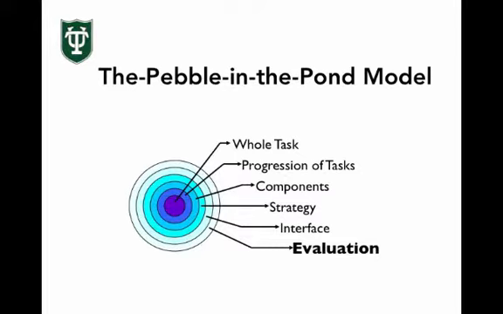So after you define this progression of tasks, it talks about the components, which is really the content that is taught at each one of the tasks. And then it talks about the strategy, which is what should be the strategy to teach each one of these components. And this strategy could be either doing something, or it could be a demonstration of something, and so on. And interface is really about the way the content is actually delivered, whether it's online or face-to-face. And evaluation is how you actually evaluate the student.